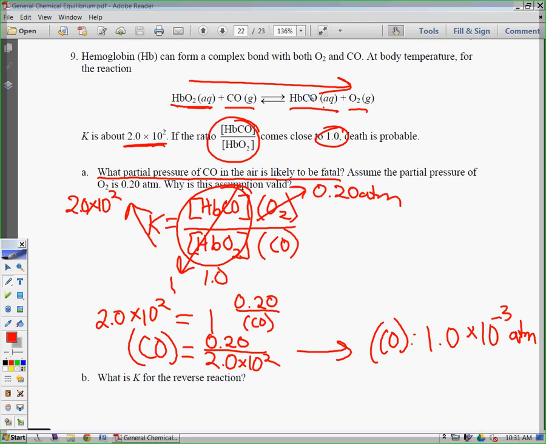All right. We can also assume that the other part of the question, why is this assumption valid? The amount of oxygen in the air is about 20%, and atmospheric pressure is 1 atmosphere. So about 20% of 1 atmosphere is the partial pressure of oxygen in the air, which is 0.20. That's a reasonable assumption. It's actually about 21%, not too far off.